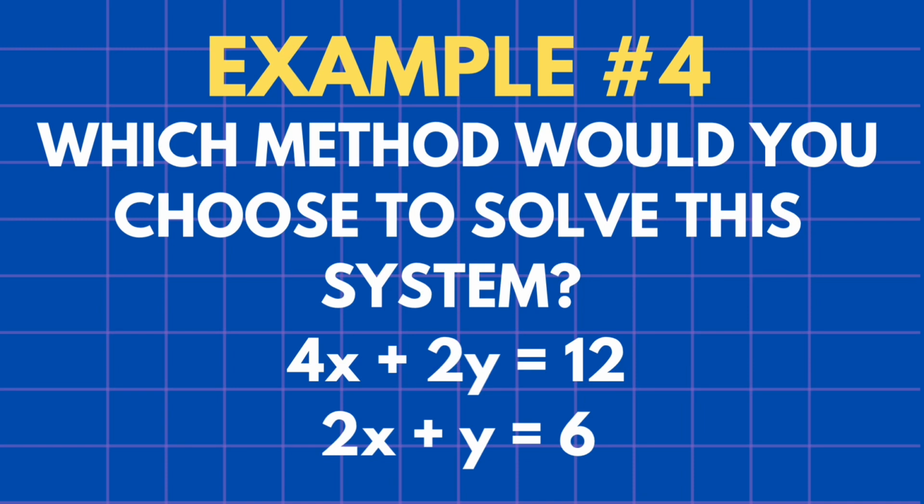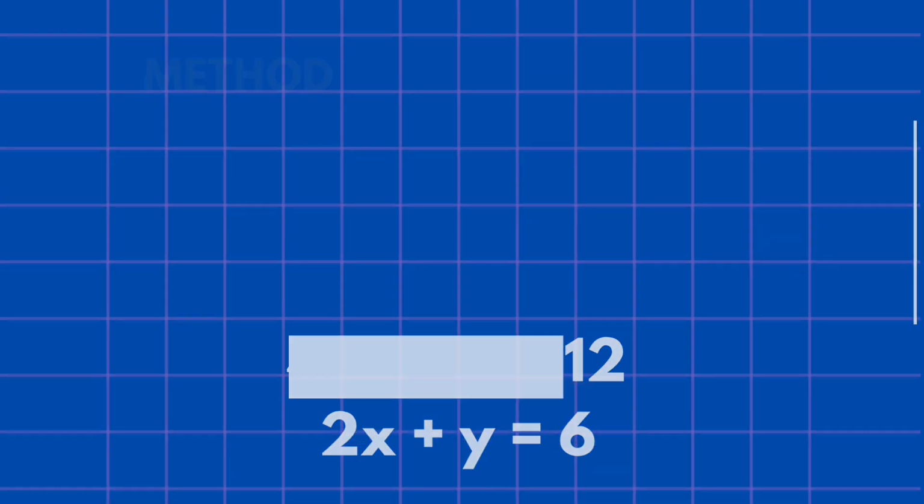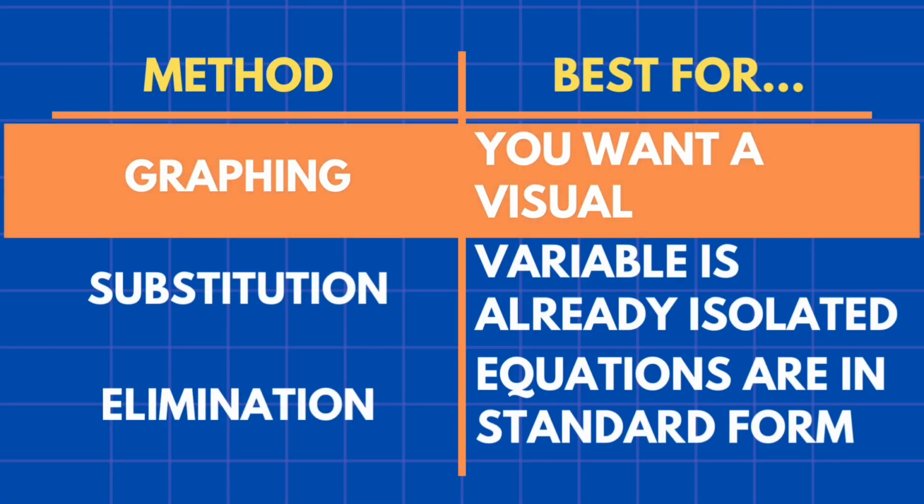Example 4. Which method would you choose to solve this system? 4x plus 2y equals 12. 2x plus y equals 6. These equations represent the same line. Graphing makes it easy to see that there are infinitely many solutions.